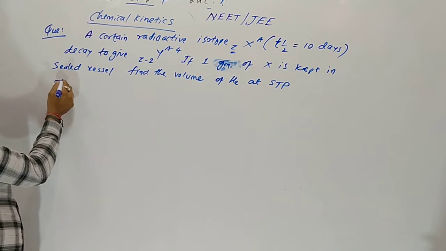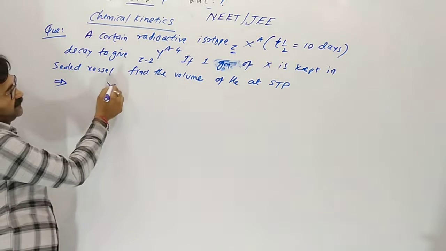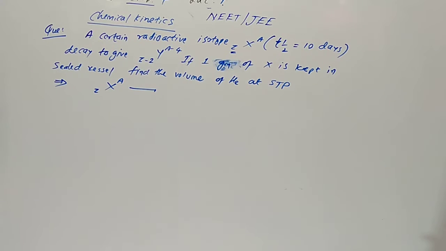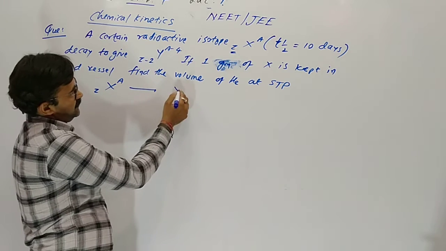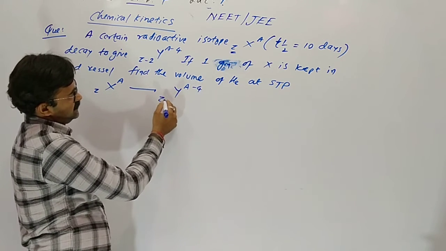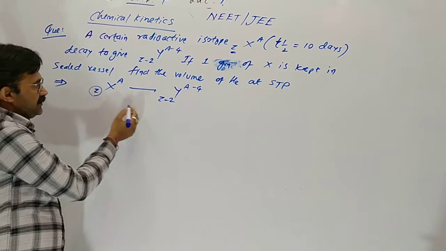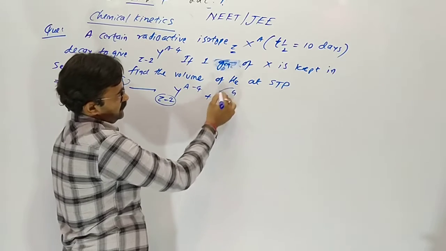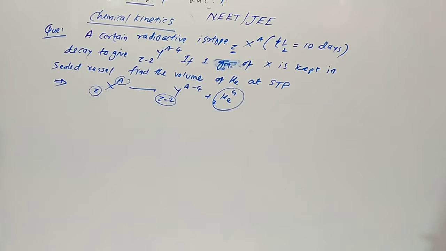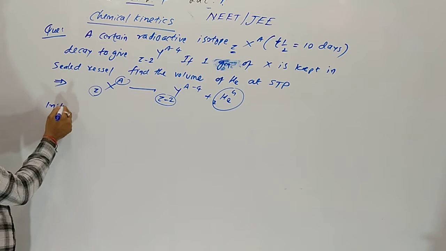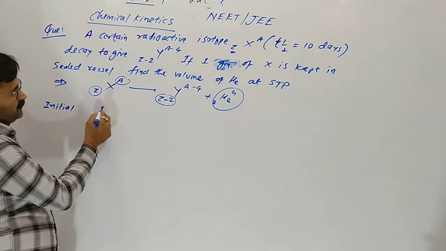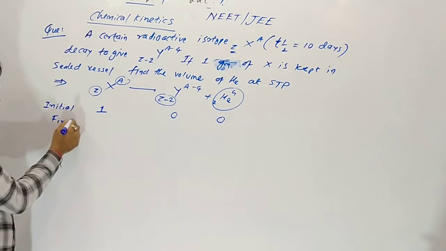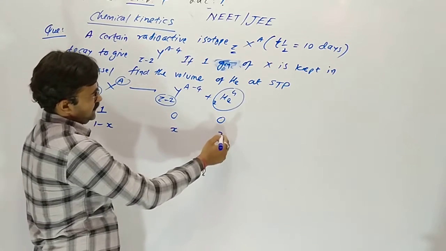In this question, we have to first make a reaction. So we write X, Z, A. Clear? The product is given as A minus 4 and Z minus 2. Atomic number 2, mass 4, so it will be He for helium. Understood? Initial, suppose 1 mole, so here 0, 0. Now at final, 1 minus x, and here will be x.